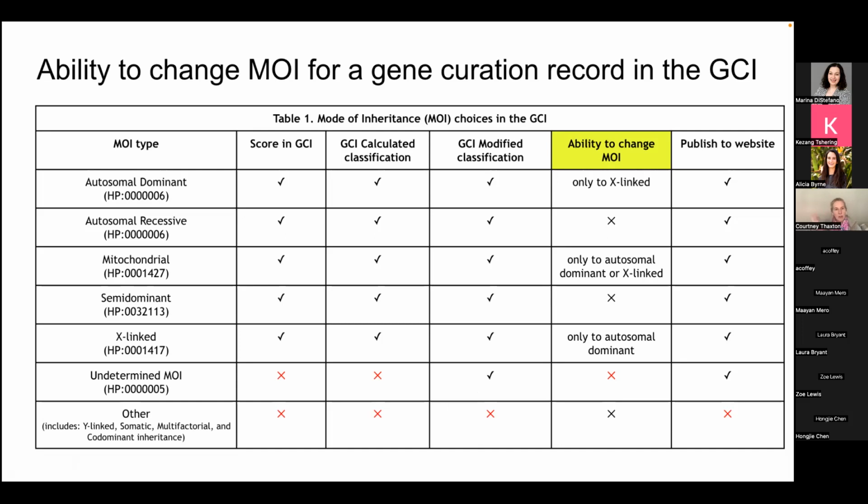The other thing you will also see added into this table, just for everyone and their clarity, is what can actually be published to the website. There are uses of some, especially the other here, you will see that we actually cannot publish to the website. And even with undetermined mode of inheritance, we can publish to the website, but you cannot necessarily score any of this information because you would not know what the mode of inheritance is. In some cases, these may be able to change the MOI or not, and we can look into those in the future, but at this time, it cannot be changed.